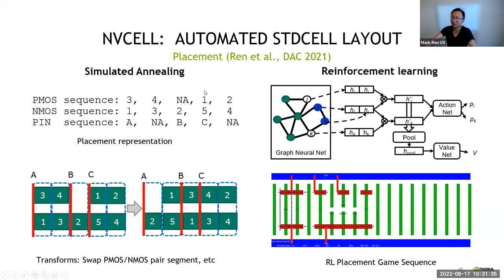I'm actually comparing two methods: simulated annealing versus reinforcement learning based methods. For simulated annealing, we can first represent the placement as a multiple sequence. For the cell you have PMOS and NMOS, and you can use the sequence to represent the placement of the transistors. Simulated annealing can then swap the assignment of the transistors within this representation, and you can optimize for some reward. For example, here it's just swapping a PMOS and NMOS pair from left to right. That gives you a different result, and you can evaluate whether it's good or not.